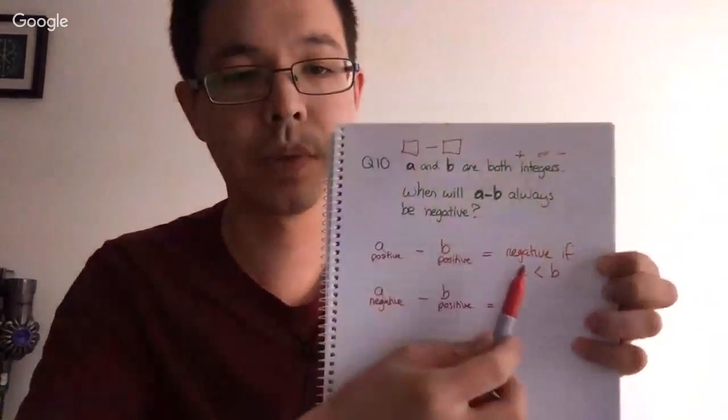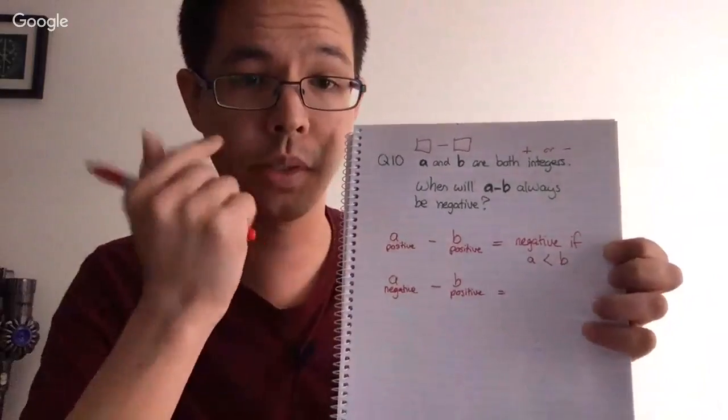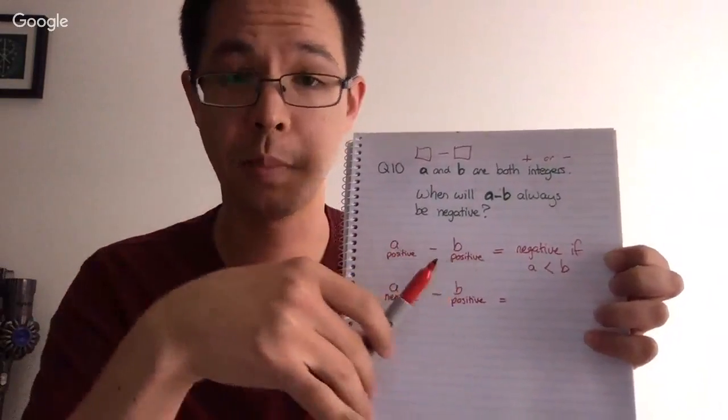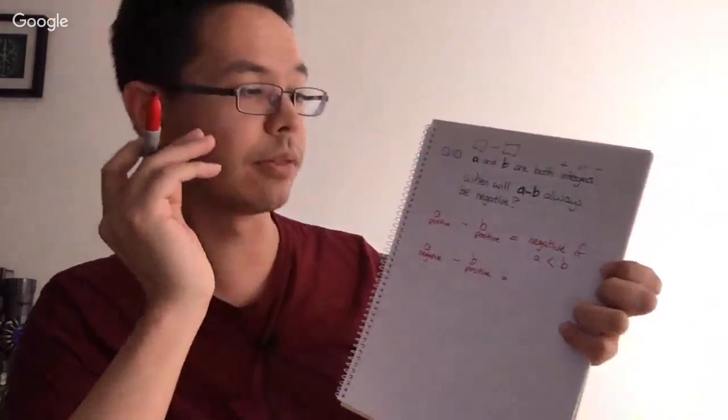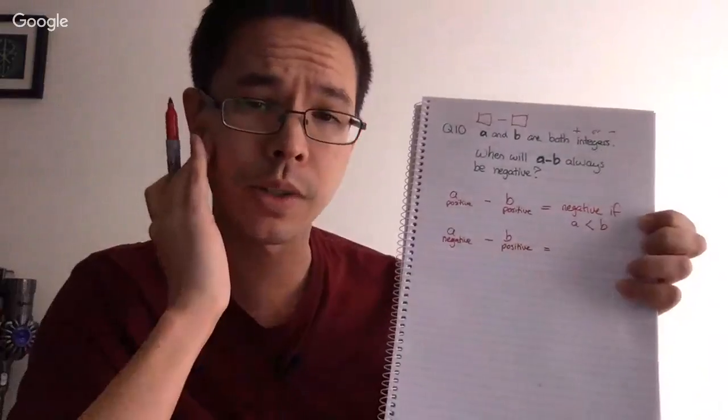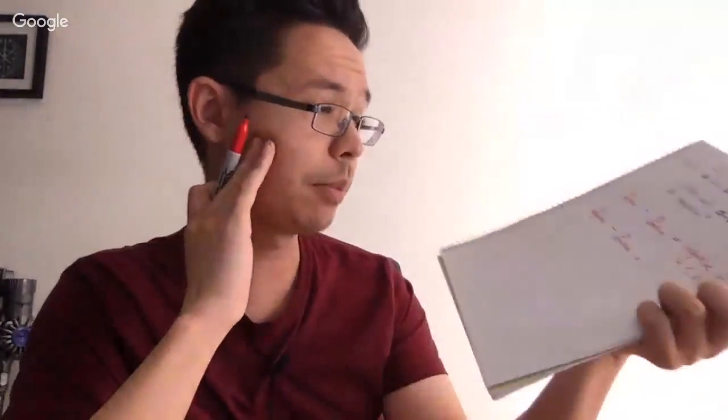So in this occasion, it'll be negative if A is smaller than B. So I found a scenario where this, A take B, will always be negative. And then I keep going through my list of other possibilities and see if there are other occasions where that is possible. So that's the way I approach the problem.